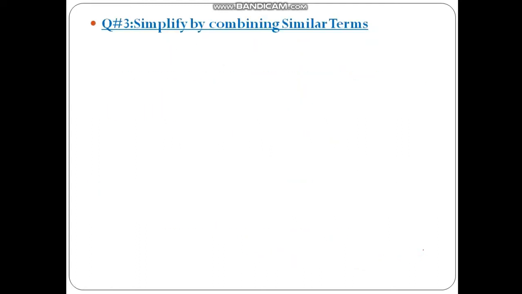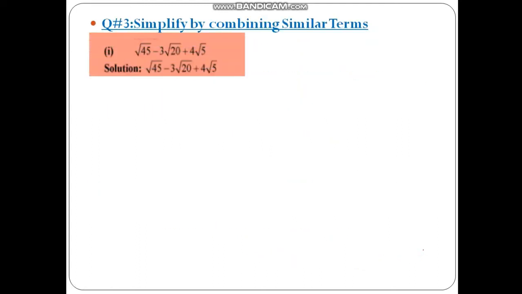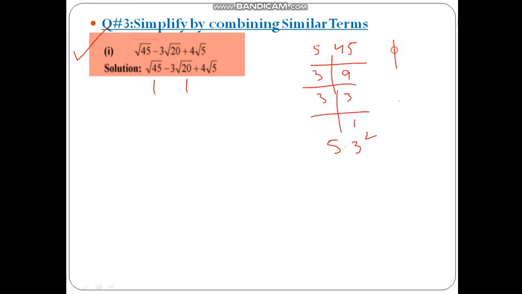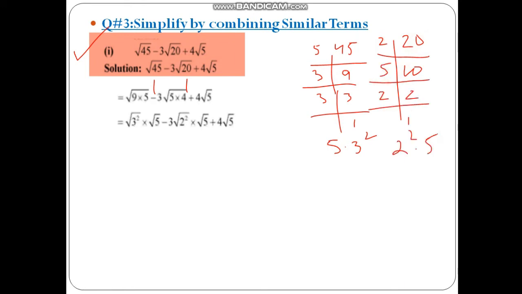Simplify by combining the similar terms. So let's do this example. Root 45 minus 3 under root 20 plus 4 under root 5. Here to make prime factorization of 45, 20 and 5 is a prime factor. So 45 will be, and 20, 2 10s are. Fine. So let's substitute it like this.